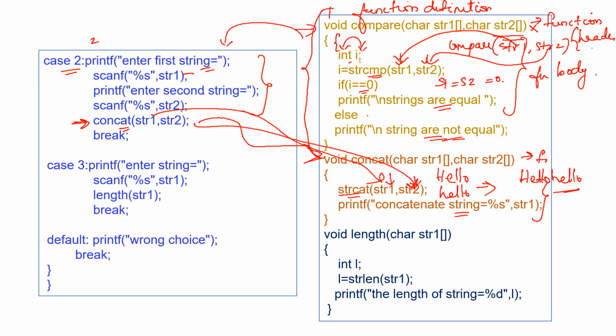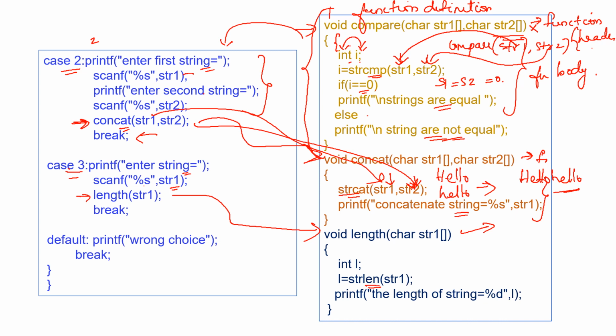Okay, after that you will be having the break. Then suppose you are entering your choice 3, that is your case 3, printf, you are going to find out the length of the string. Enter string, scanf %s string1, length of the string1. As soon as the compiler sees length of string1, it checks for the function. So it comes here again, void length(char string. So this is your function definition.